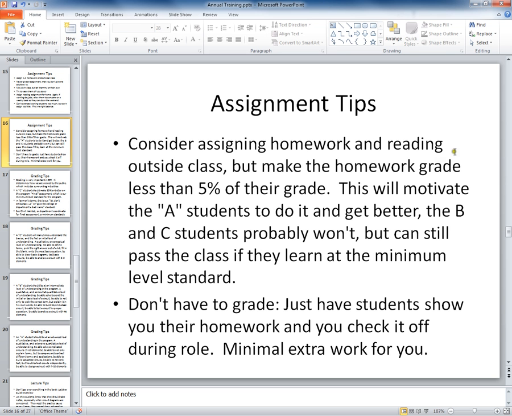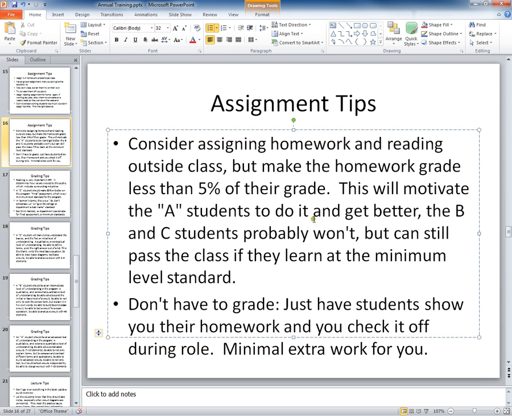Consider assigning homework and reading outside class, but make the homework grade less than 50%. I already talked about that. This will motivate the A students. We talked about that.